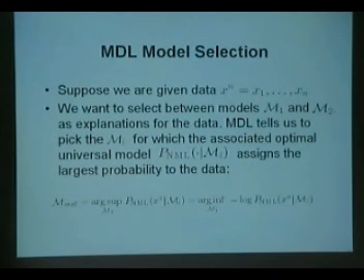Now, MDL tells you to pick the model such that the associated optimal universal model relative to the model gives the largest probability to the data you actually have. So you pick the model such that the probability of the data according to that model is the largest, well, that's the one you pick. So equivalently, you pick the model which minimizes minus log probability of the data according to that model.